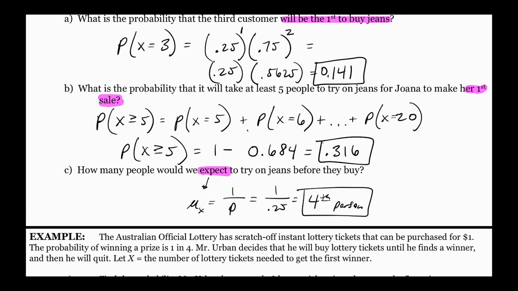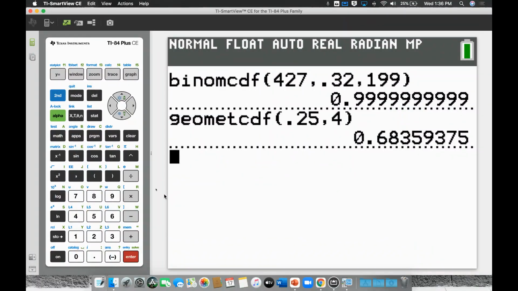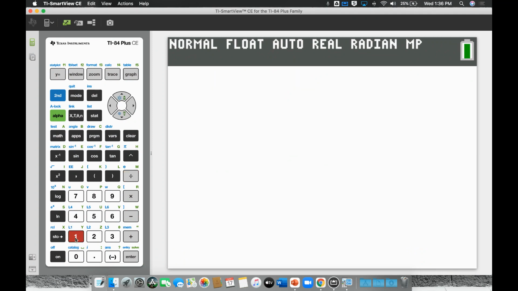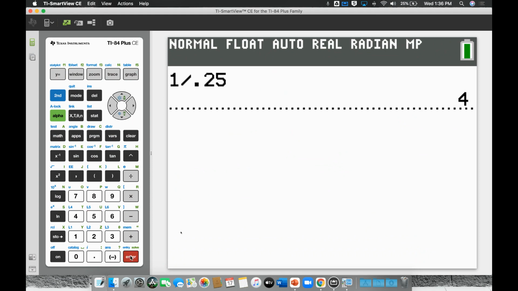1 divided by 0.25. So you go 1 divided by 0.25. 4. Oh, right.